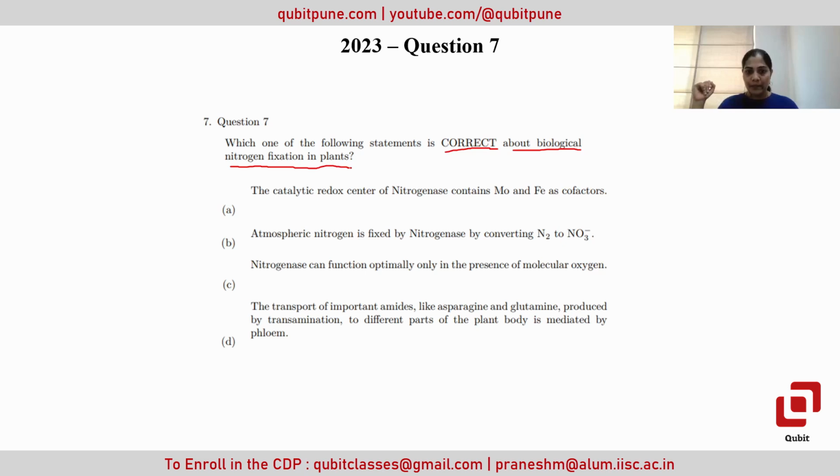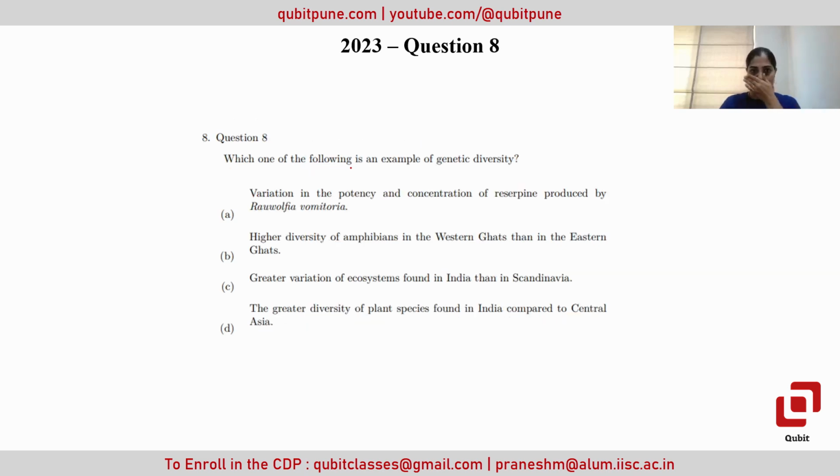And the transport of the amide produced by transamination to different parts of the plant body is mediated by phloem. No, it is mediated by the xylem. So xylem is responsible for the conduction of these particular amides which are produced. So B, C, D are incorrect and option A is the correct one. Next.